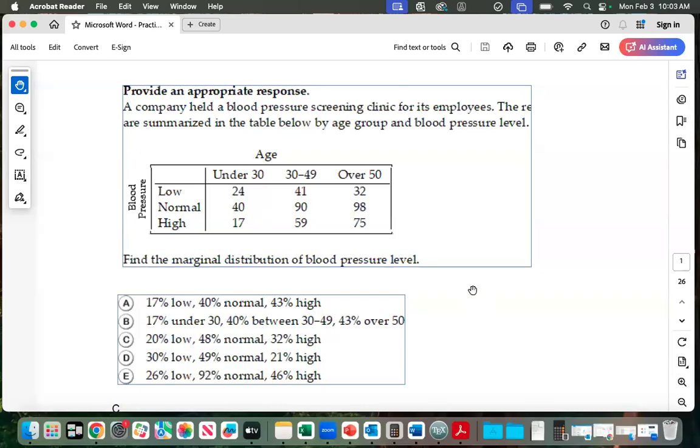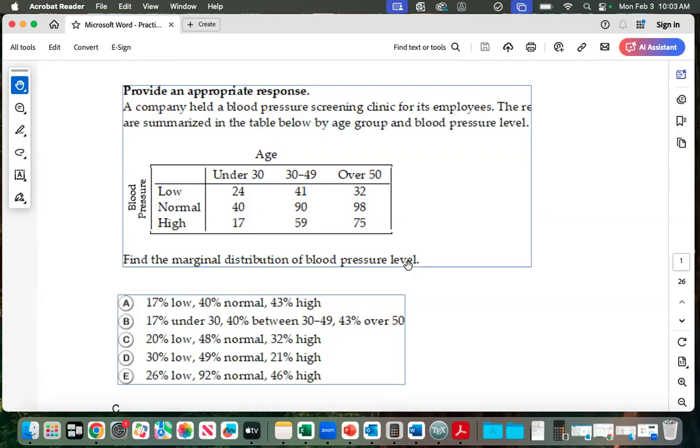So we want to start with the exam review. Let's start with question 1. We are given this table here, and then we are asked to find the marginal distribution of blood pressure level, right? So how do we find the marginal distributions of blood pressure level?